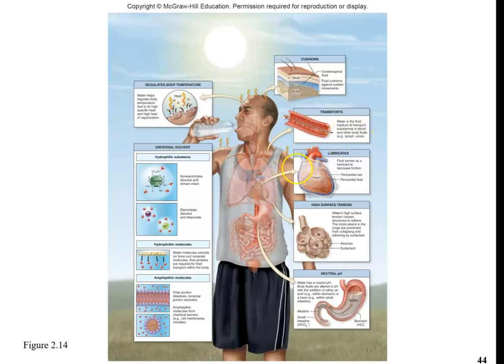This is just showing all the different roles that water takes in your body. Like cushioning, there's cerebrospinal fluid that helps cushion your brain. Water helps regulate your body temperature. It's a universal solvent. It lubricates. It's involved in acid-base reactions.